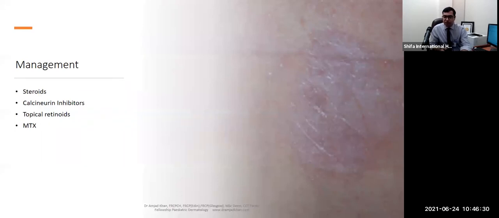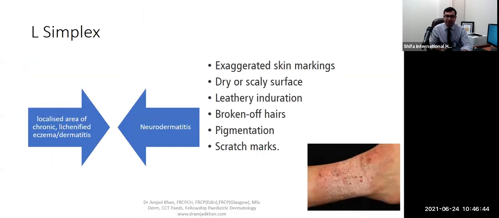Management, strong steroids. We don't suggest lower strength steroid. Strong steroid improves the symptoms and then cut it down accordingly. Calcineurin inhibitor, topical retinoids in some cases, and systemic immune suppression. Usually methotrexate is preferred here.